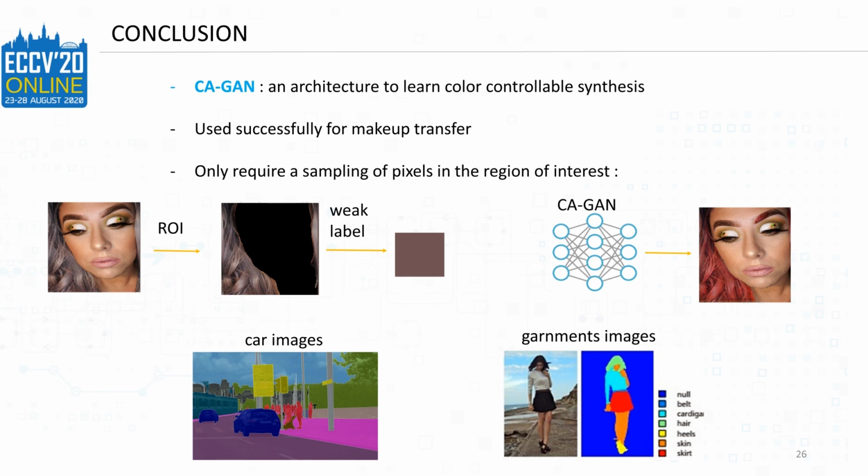In conclusion, we have presented an architecture to learn color controllable synthesis using only weak supervision. We have successfully used this model to perform makeup transfer on portrait images. Furthermore, we stress that our model can be used for all image categories for which pixel location can be estimated. Thus, it could be directly adapted to learn color control of various objects, such as hair in portrait images, cars in driving datasets, or garments in fashion images.